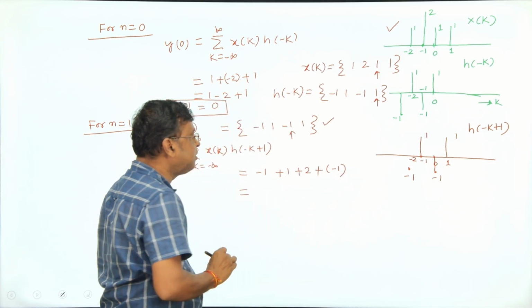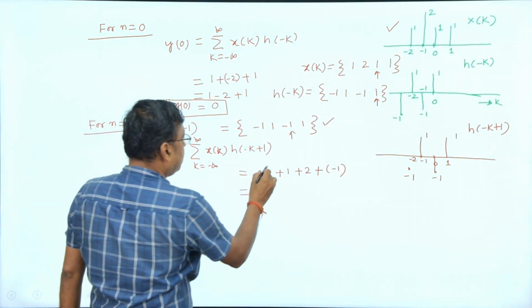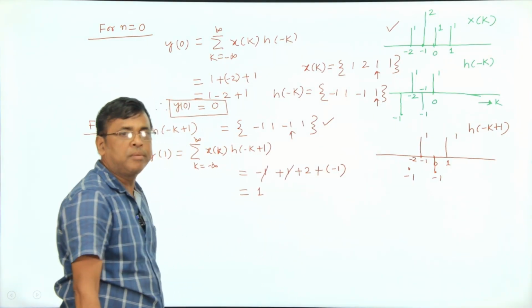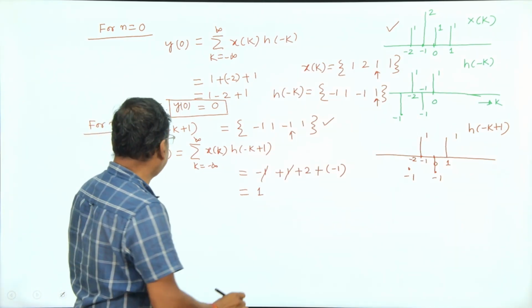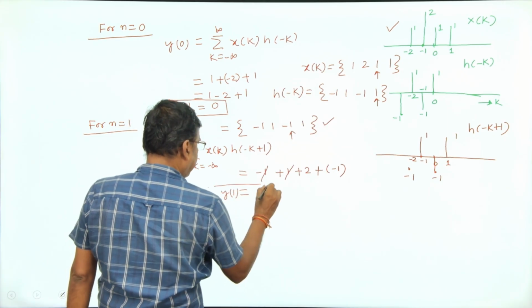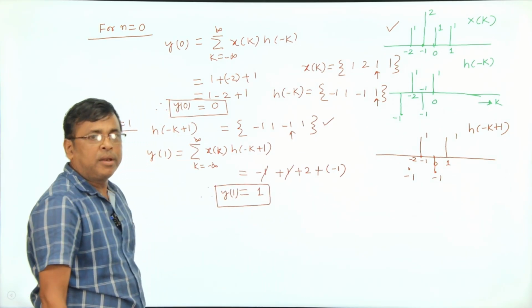The value will be how much here? That is your minus 1 plus 1, it will cancel out. 2 minus 1, that is 1. So therefore, y of 1 equal to 1.